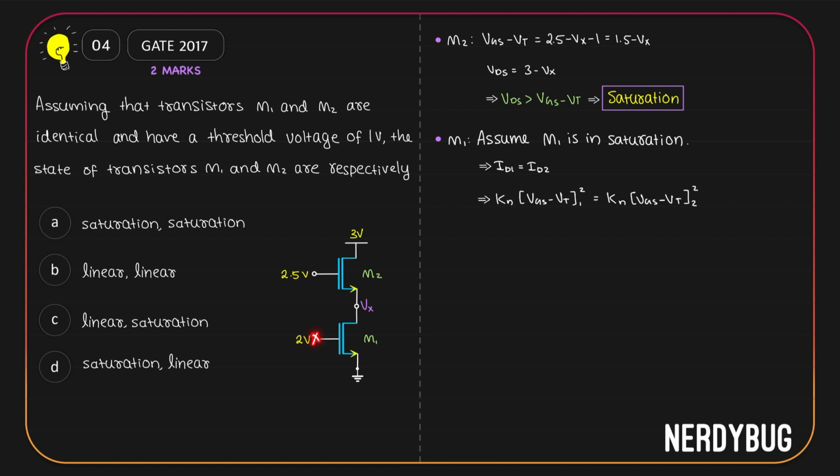Gate is at 2, source is at 0. So VGS is 2 volt. Threshold voltage is 1. So we get 2 minus 1. VGS minus VT for the second MOSFET is 1.5 minus Vx. So we get this. Solving this, we get Vx is 0.5 volt. Assuming Vx is 0.5 volt, let us check the conditions for MOSFET number 1.